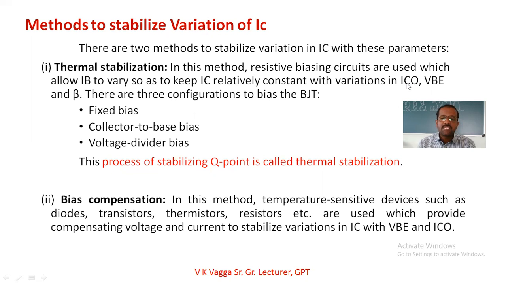If the variation occurs in the ICO, VBE, and beta, the IB is going to vary according to that, and the IC is going to be maintained constant. It can be done with the fixed bias, the collector to base bias, or the voltage divider bias. And one more method is bias compensation.